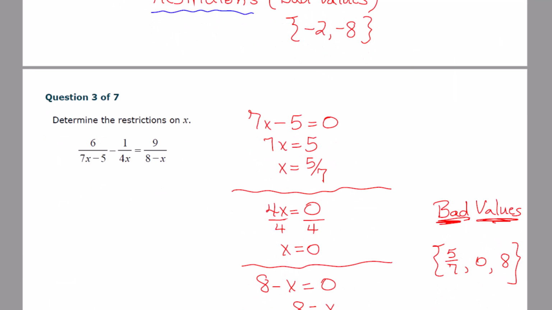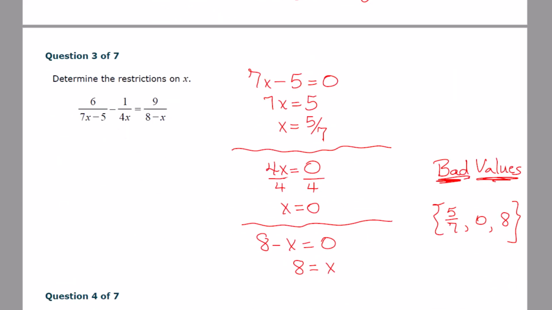All right, in question 3, we continue that. So let's see. I've got 3 pieces. I've got this 7x minus 5. I don't want it to be 0. I don't want 4x to be 0. And I don't want 8 minus x to be 0. Well, when would all this stuff happen?